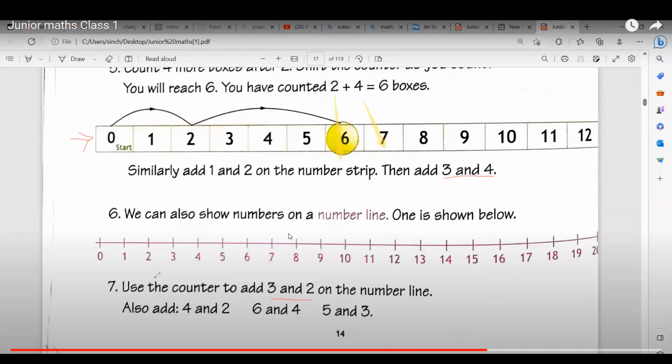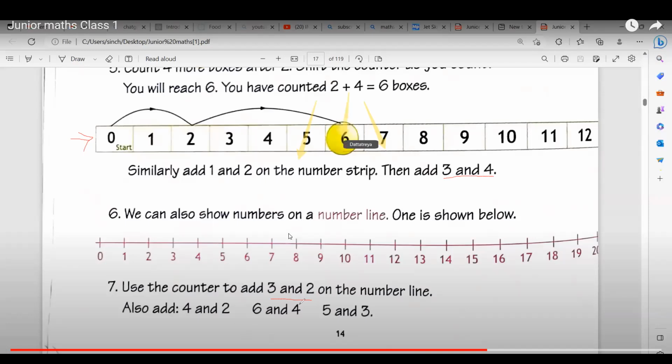4 and... Okay, 4 and 2 is 6, 3 and 2. It is not asking about 4 and 2. It is asking about 3 and 2. Use the counter to add 3 and 2 on the number line. 3 and 2 is 5. 4 and 2 is 6.